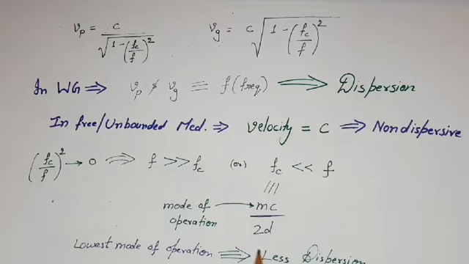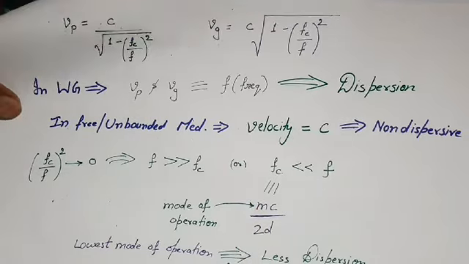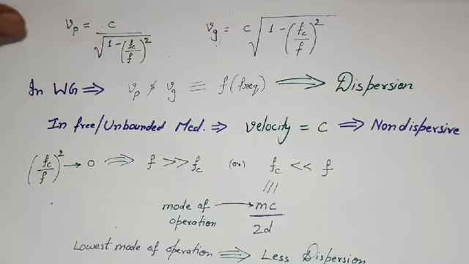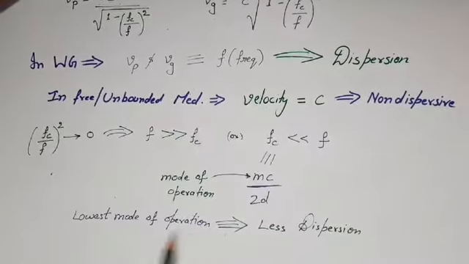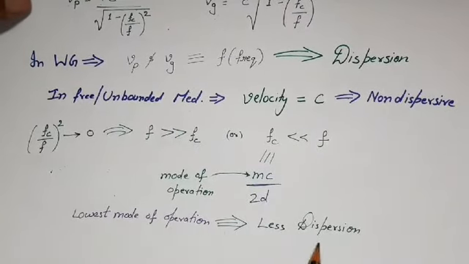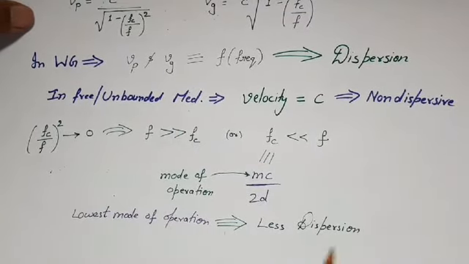So for given dimensions, cutoff frequency depends upon mode of operation, that is value of m. It means for lowest mode of operation, that is lowest value of m, cutoff frequency will be minimum. So one way to minimize the dispersion effect is to use the lowest mode of operation, because lowest mode of operation will give lowest cutoff frequency, and lowest cutoff frequency will give lowest dispersion effect.